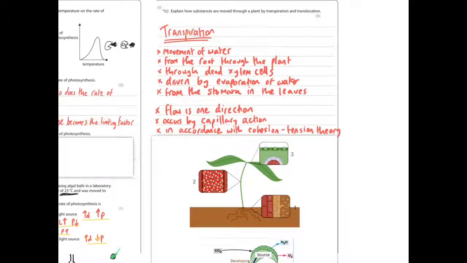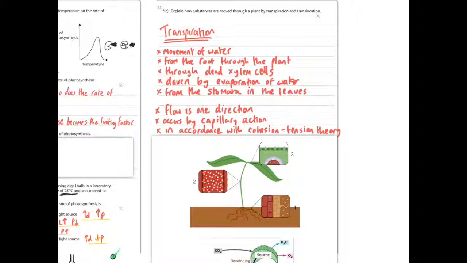So transpiration is the movement of water from the root through the plant, through dead xylem cells, so you can talk about them being dead, driven by evaporation of water, or transpiration, from the leaf, from the stomata in the leaves. You can say transpiration flow is one direction and occurs by capillary action. What that means is some water will naturally just enter the root anyway due to the stickiness of water, the cohesion of water, in accordance with the cohesion tension theory. So you'll just get this water being drawn up.